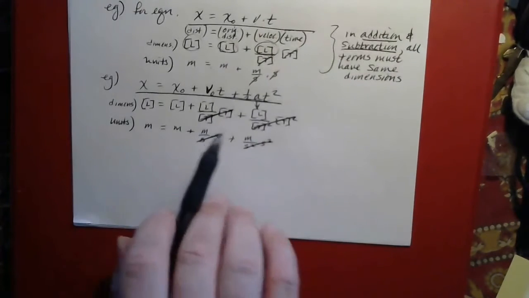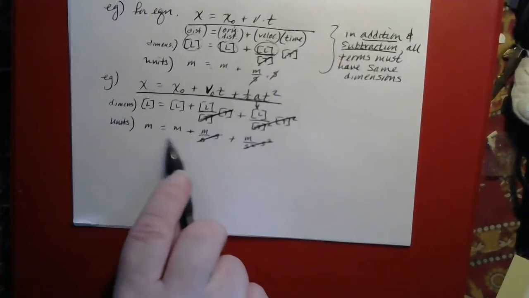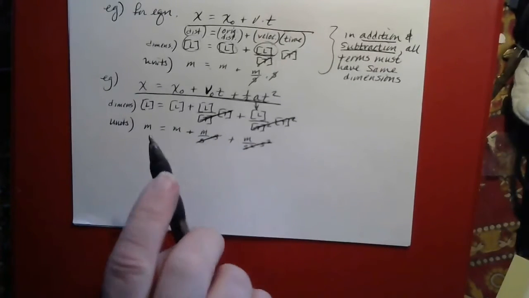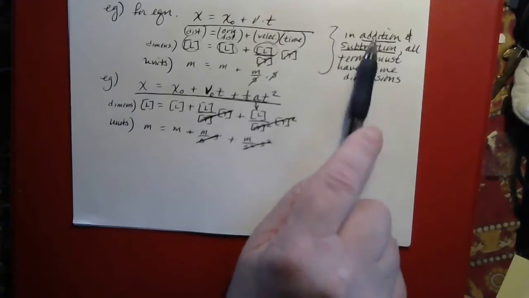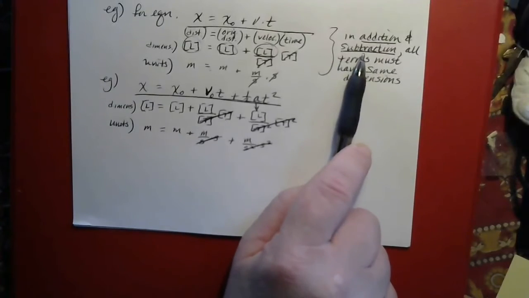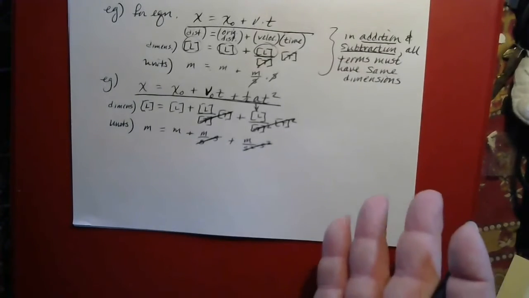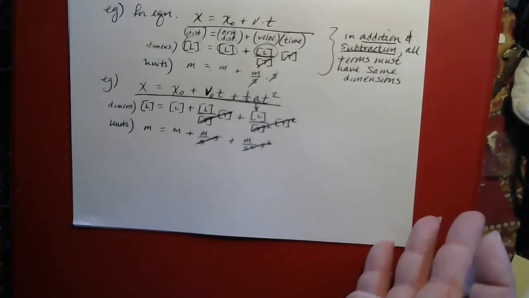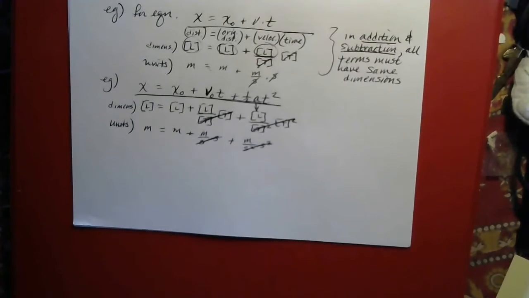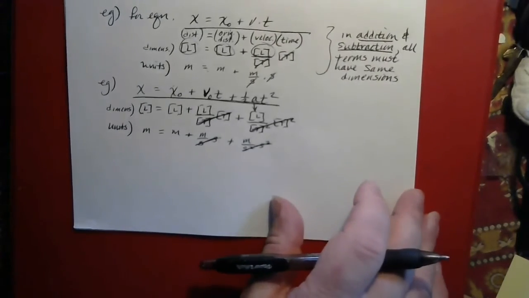Remember that the bit about the dimensions or the units all having to be the same only applies to addition and subtraction. If you're multiplying or dividing, then you just do the same thing with the units that you're doing with the numbers. If you have seconds times seconds, then you have seconds squared, for instance. Okay, so I think that's about all we need for dimensional analysis.